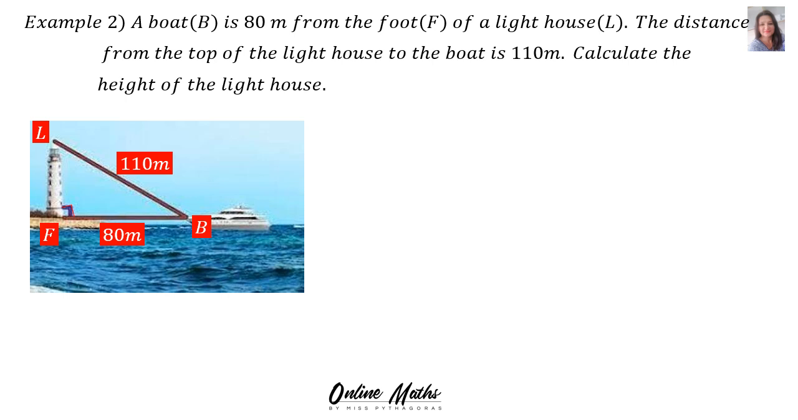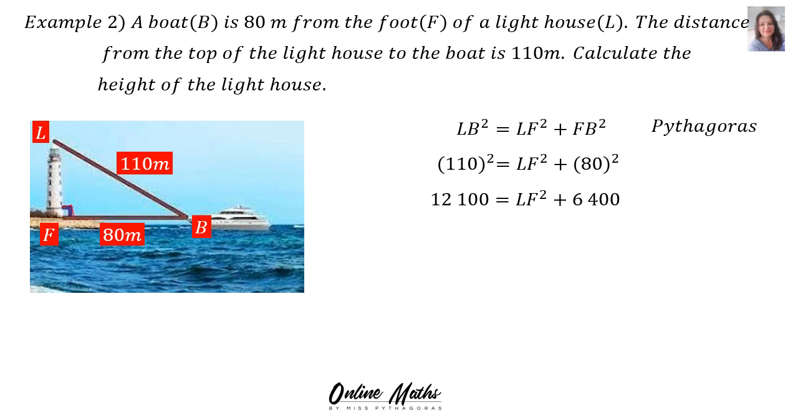Remember, the theorem of Pythagoras starts with hypotenuse squared is equal to one side squared plus the other side squared. So for this situation, it's LB squared, that's the hypotenuse, equals LF squared plus FB squared. And the reason, Pythagoras. Now we can substitute. LB's length is 110 squared equals LF squared plus and FB is 80 squared. 110 squared is 110 times 110, which is 12,100, equals LF squared plus, and 80 squared means 80 times 80, which is 6,400.